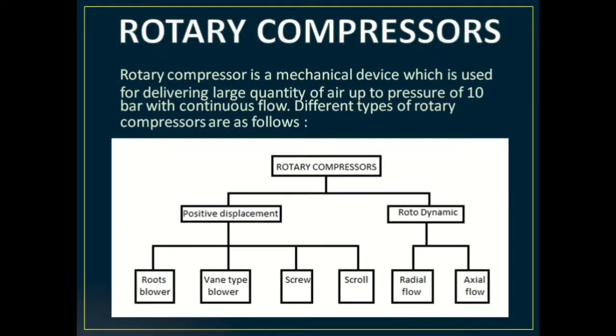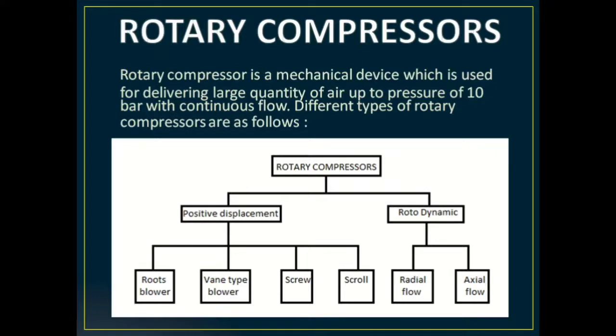Today we are discussing rotary compressors. A rotary compressor is a mechanical device which is used for delivering a large quantity of air up to a pressure of 10 bar with continuous flow. Rotary compressors are mainly classified into two types, positive displacement and rotodynamic compressors.